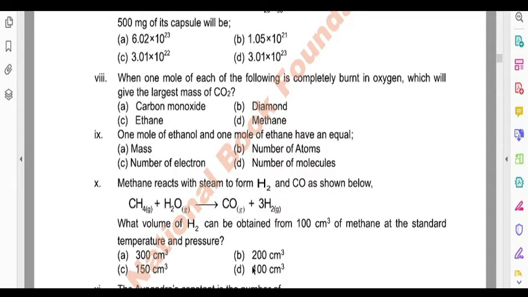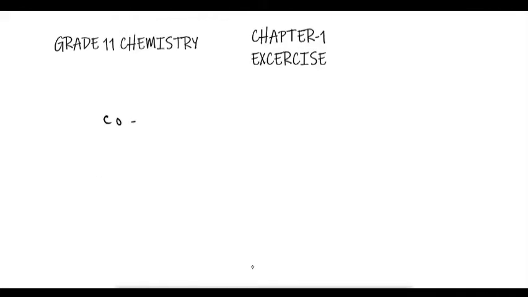Question number 8. When 1 mole of each of the following is completely burnt in oxygen, which will give the largest mass of carbon dioxide? We have carbon monoxide, diamond, ethane, and methane. Let's see the combustion reactions of all of them. So if we have carbon monoxide that reacts with oxygen, it will give carbon dioxide. We have to balance the equation. We have 3 oxygens here and 2 here. So if you multiply this with 2 and then multiply this with 2, then the reaction would be balanced.